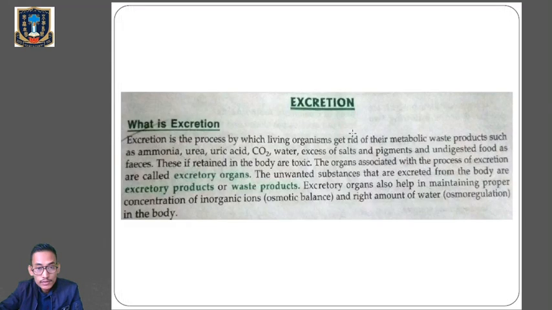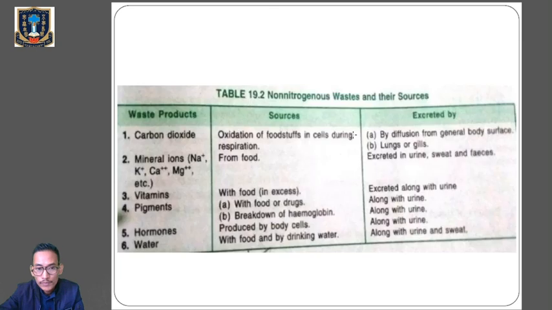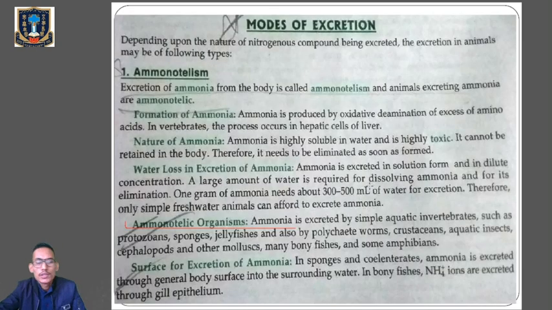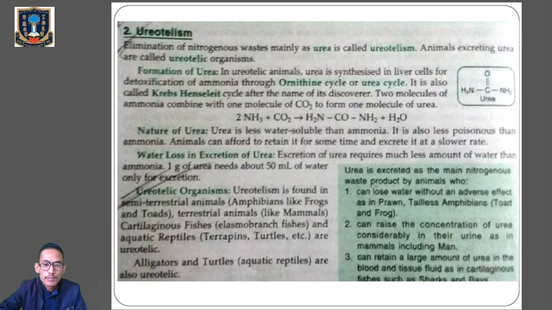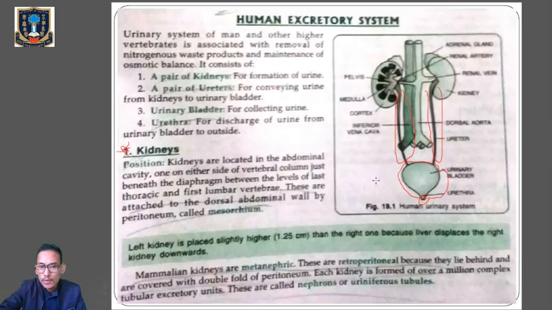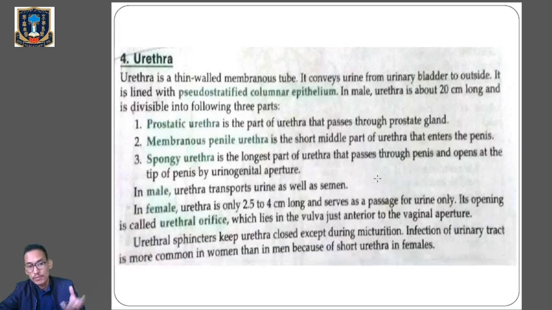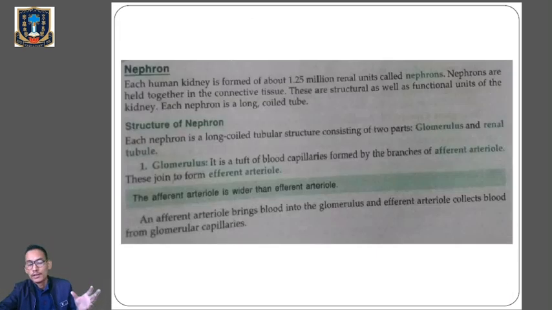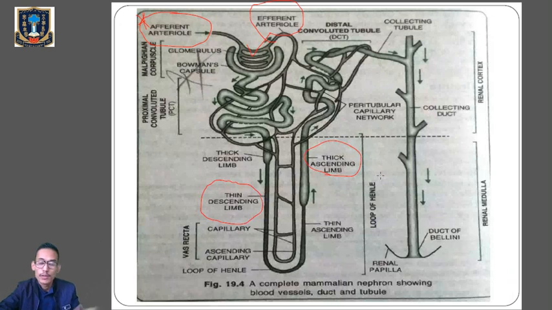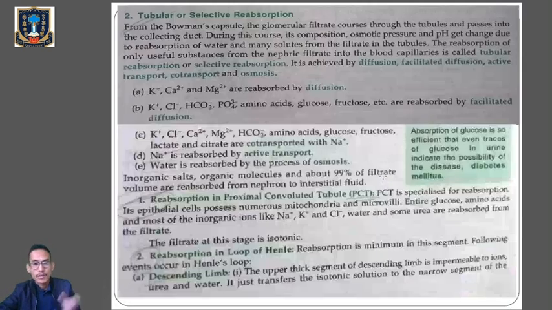We have learned about the definition of excretion, then nitrogenous and non-nitrogenous waste products, and the modes of excretion: ammonotelism, ureotelism, uricotelism, and guanotelism. Then we discussed the human excretory system. We have learned about the structure of the kidney, then the nephrons and their structure, which is very important in terms of examinations.